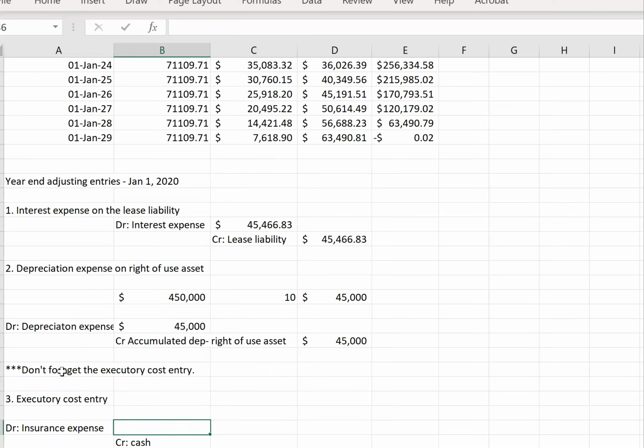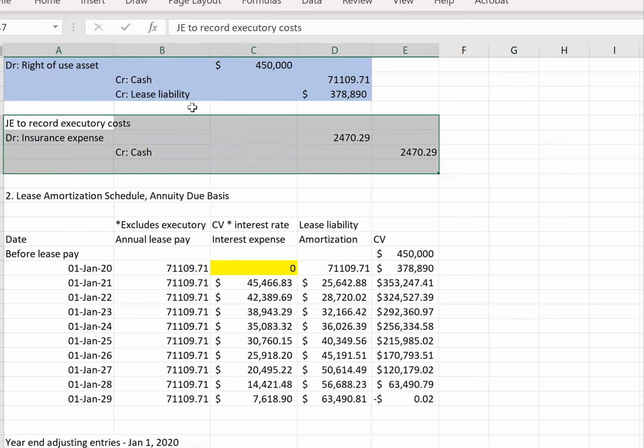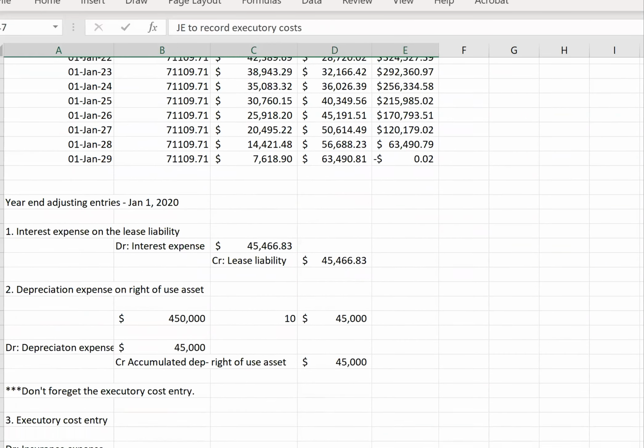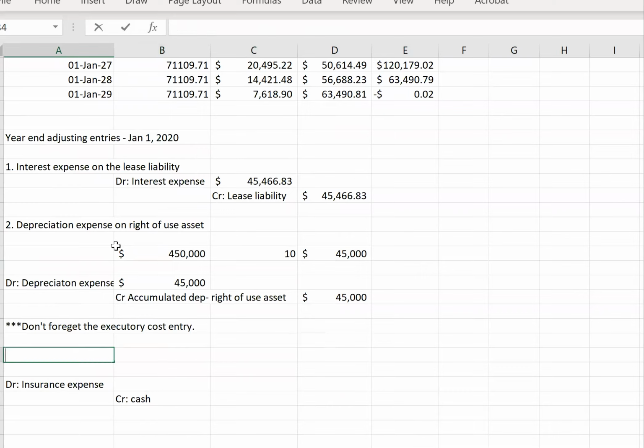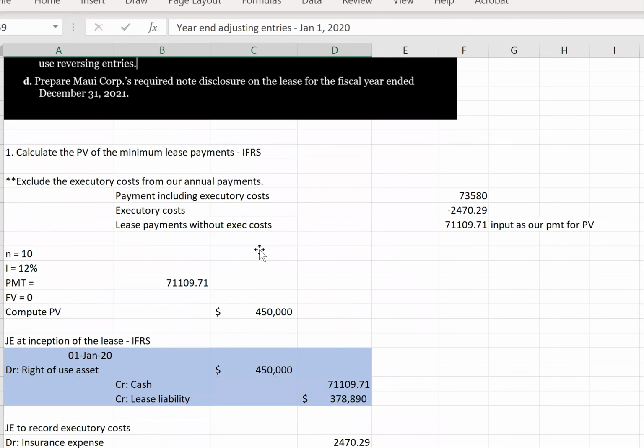which is going to be, so I guess this entry happens at the beginning of the year. Did we have this entry above? Yes, we did right here. Okay. So this is going to be actually part of, forgive me. So these are our two year-end entries. Now the executory costs come with the lease payment. So we'll do that on January 1st of the next year. So these are our two year-end entries for January 1st, 2020.